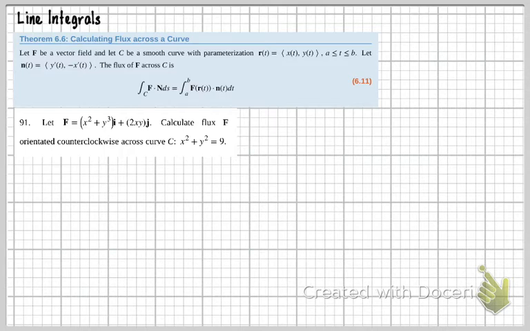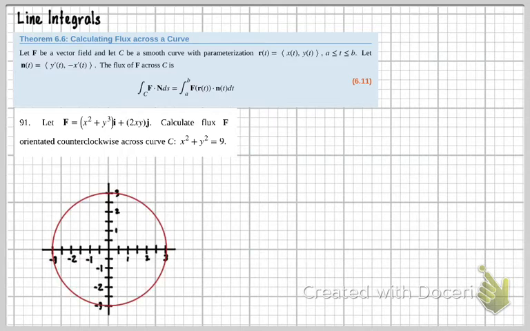So let's take a look at the graph of that curve. So there's our curve. One other thing to consider is we also have an orientation, counterclockwise across this curve C, so we're going to have to think about the orientation as well. The first thing I think of when I think of any circle is x equals r cos theta and y equals r sine theta. Those are polar coordinates, and this is going to give us a circle. Our radius here should be 3.